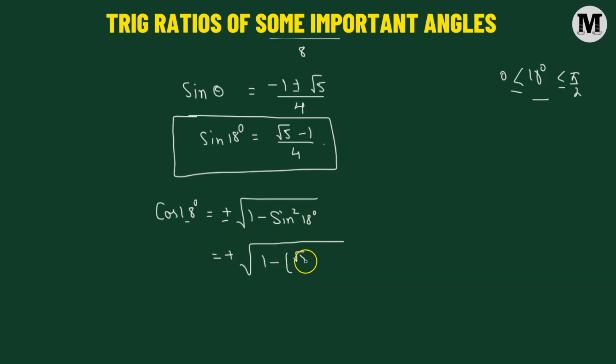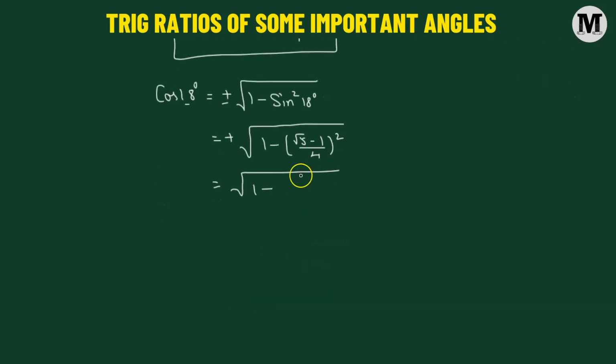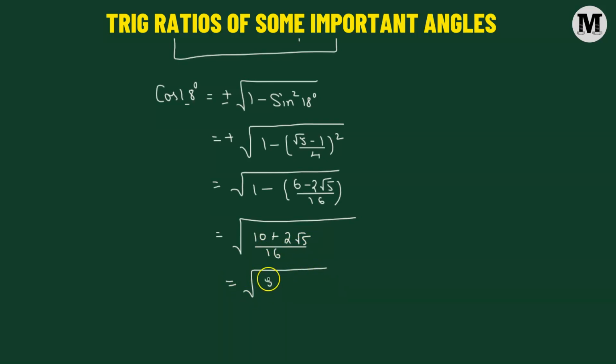So we'll take positive the square root of 1 minus sine square 18. So that means we have square root of 5 minus 1 over 4 whole square. So this will be equal to the square root of 1 minus, so let's open it up, square root of 5 minus 1 squared. So that's going to be 6 minus 2 times square root of 5 divided by 16. Combining, we get the square root of 10 plus 2 times square root of 5 divided by 16. And we can factor out 2 from the numerator and the denominator to get the square root of 5 plus square root of 5 over 8. And this is going to be the value of cosine 18 degree.